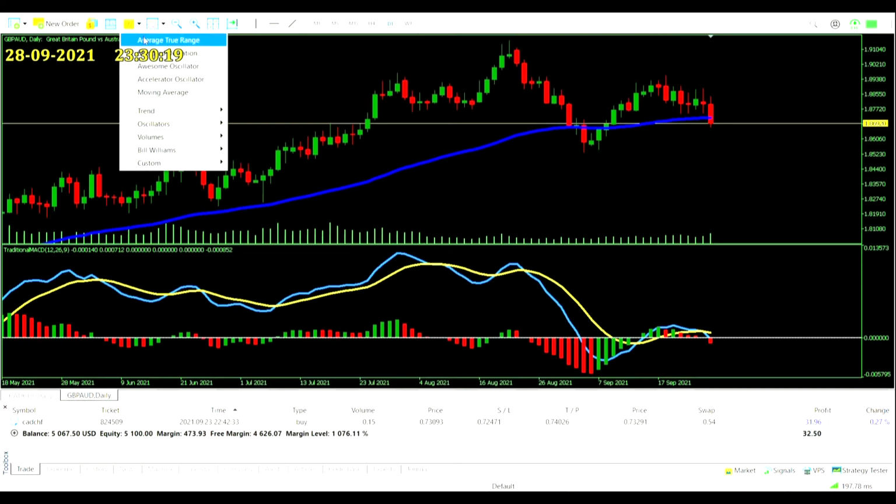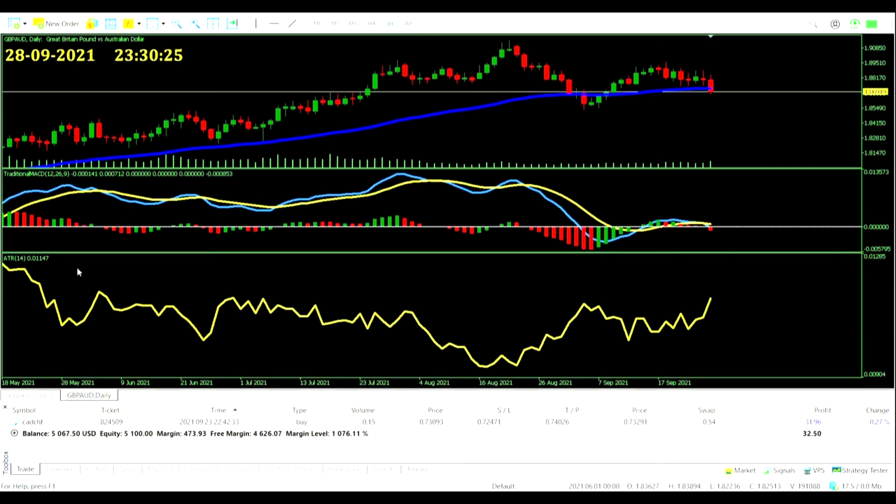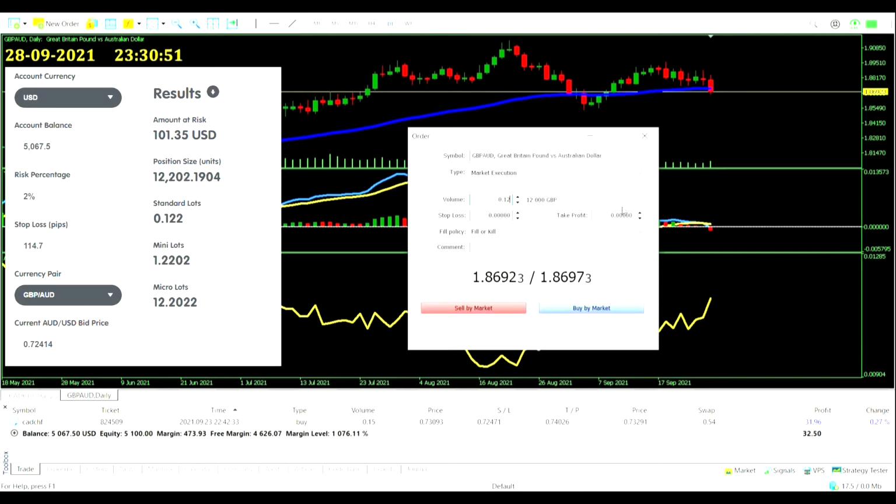Let's get that average true range up. 114.7 pips, that's what we'll be going for. As always, it is that 2% capital risk at 1 times ATR from our entry price. And you can see how that's calculated on screen now. In we go with a sell trade against the pound. Not long ago, we were in with a buy trade for it.